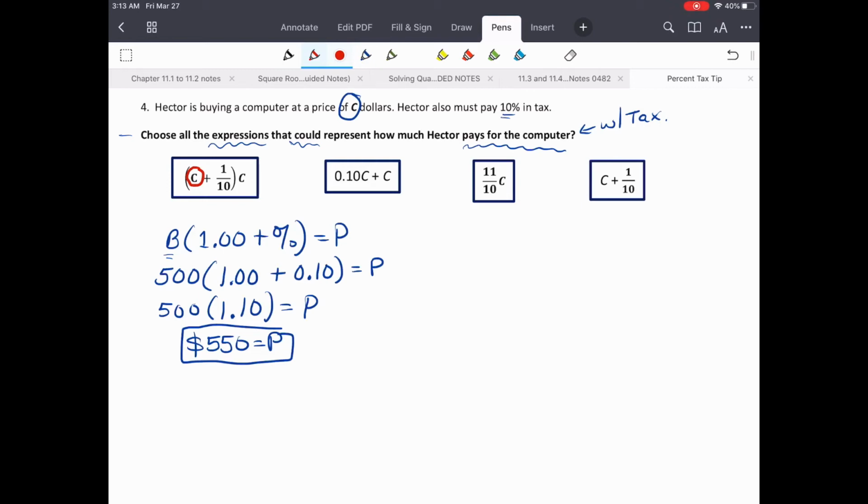And when I solve it, let's say I put in 500 for C, and I get 550, let's say my result is 550, then that's got to be an equivalent expression, because only an equivalent expression could give me the same outcome, could give me the same answer. So I'm going to try that first one right there. I'm going to erase all this stuff so that I have some room to work.